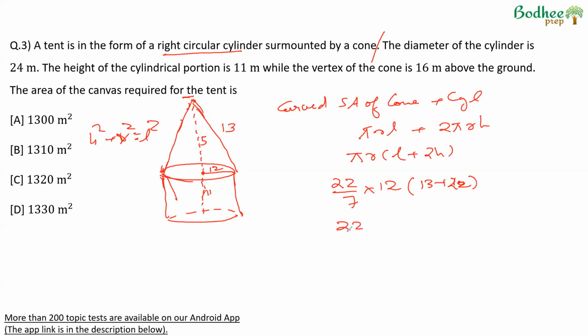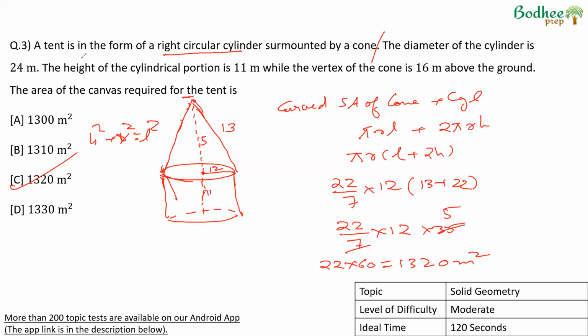This becomes 22 by 7 into 12 into 13 plus 22 is 35, which is divisible by 7. 35, 5, 60. 22 into 60, which will be 1320 meter square canvas area. Option C. Again, conceptually not very difficult. We just have to find a slant height and put in the formula. So about 1.5 to 2 minutes.